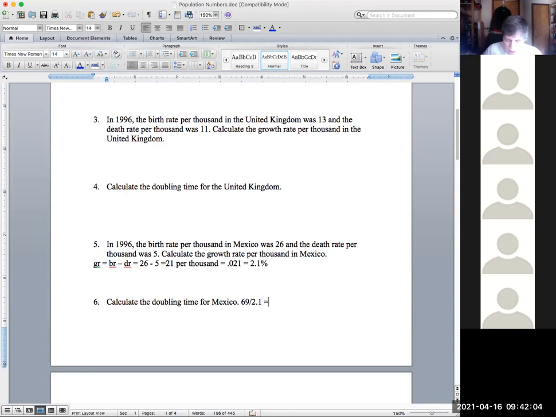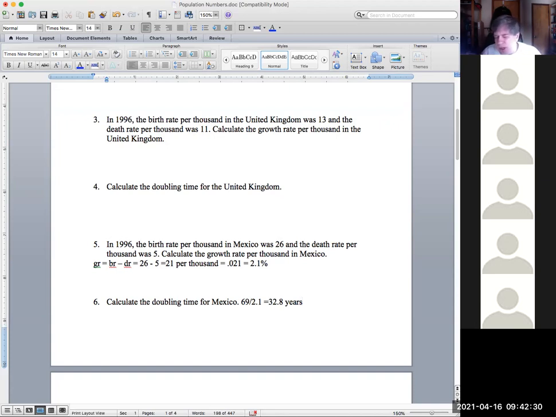So if we look at this, what we see is that, if we divide this out, we get about 32.8 or 9, I'm not sure. And again, our units are years.